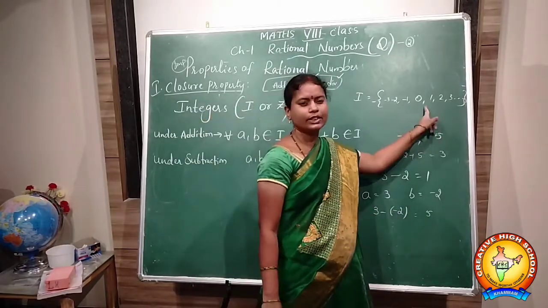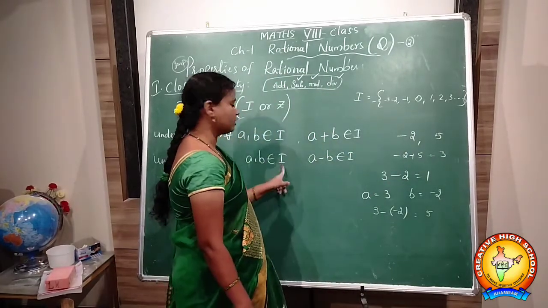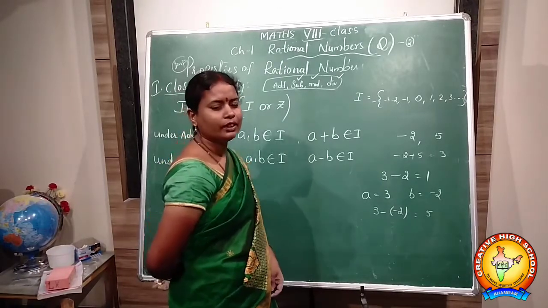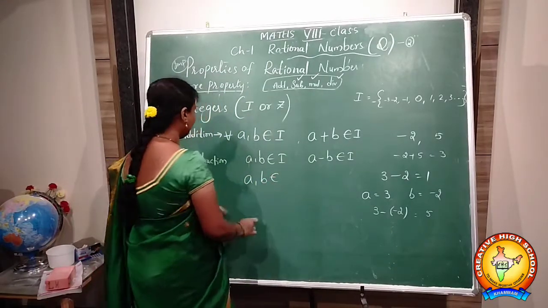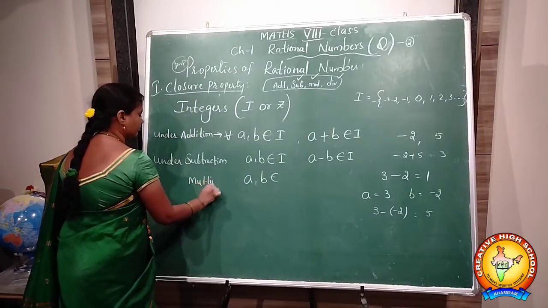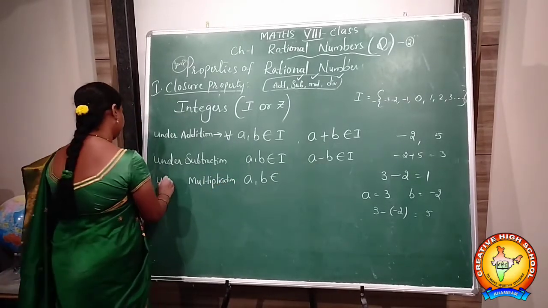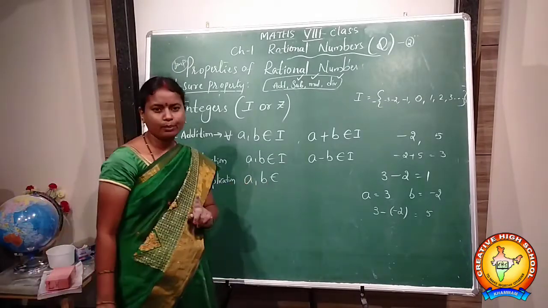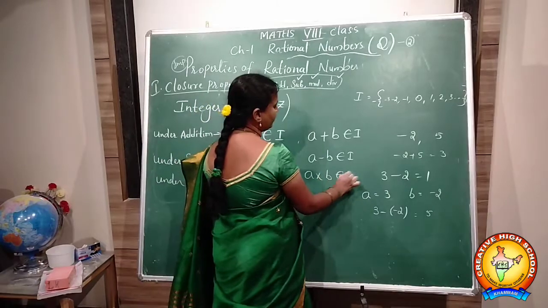Does 5 belong to the set of integers? Yes. So when A and B belong to the set of integers, A minus B also belongs to the set of integers. Like that, you take different examples. Now let us check under multiplication. If A and B belong to the set of integers, let us check whether A times B also belongs to the set of integers.